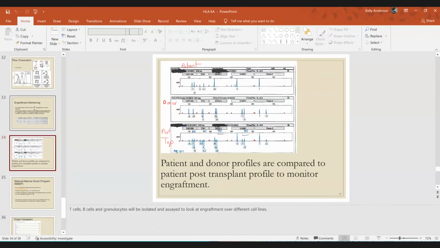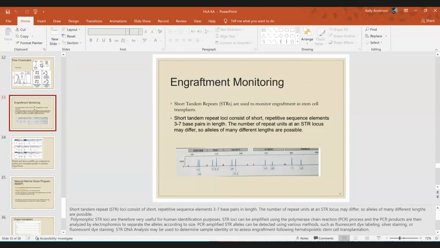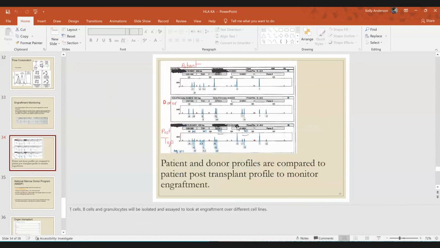Oh, one more thing that may be on the exam that is discussed a little bit are STRs. So in the transplant lab, STRs are used to track engraftment. So this is for bone marrow or stem cell transplant recipients. Basically, STRs are also used in forensics. So you may have seen this on like forensic TV shows. Before you get a transplant, we will do your STR profile, and then we'll also do the donor's STR profile.